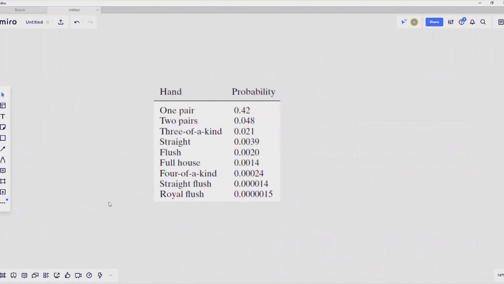All right, and now this is going to conclude our video on combinatorial probability. Next chapter is a chapter on random variables.